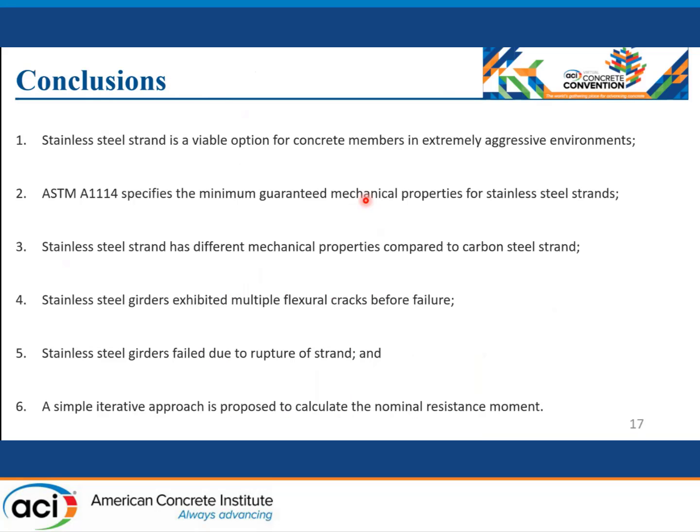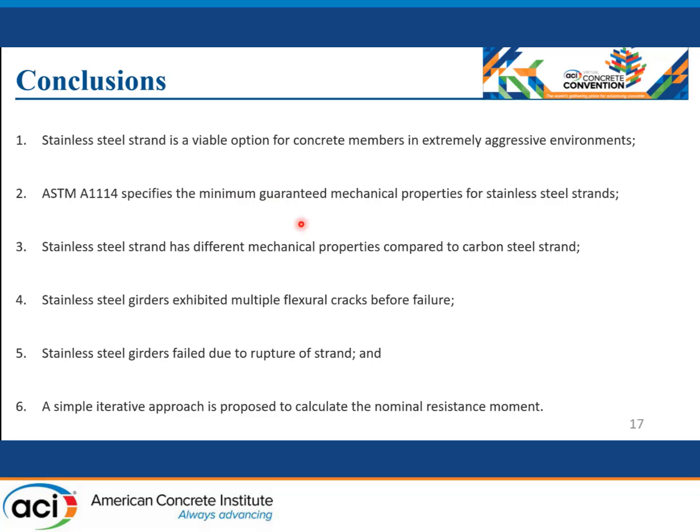Conclusions. Stainless steel strand is a viable option for concrete members in extremely aggressive environments. They are available in two sizes, 0.52 inch and 0.62 inch. Recently, ASTM A1081 was released in April 2020, which specifies the minimum guaranteed mechanical properties for the stainless steel strands. Stainless steel strand has different mechanical properties compared to carbon steel strands.